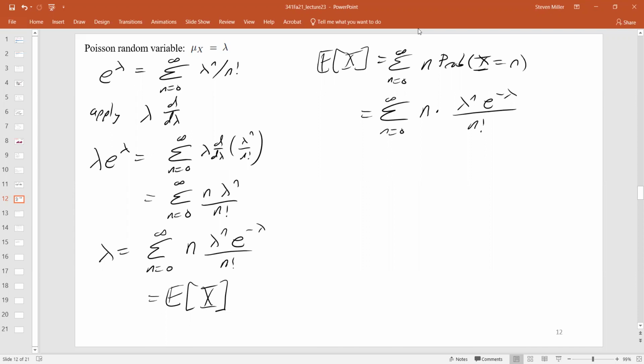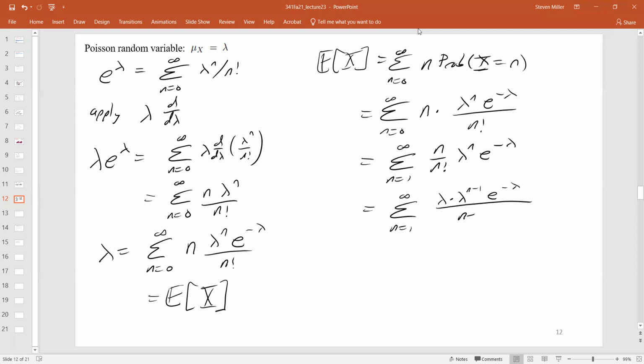When n equals 0, I just get 0, right? So I might as well start the sum at 1. So this is the same as the sum, n goes from 1 to infinity of n over n factorial lambda to the n e to the minus lambda. But what's n divided by n factorial? 1 over n minus 1 factorial. So this is the same as the sum, n goes from 1 to infinity of lambda times lambda to the n minus 1 over n minus 1 factorial. I'm just writing lambda to the n as lambda to the n minus 1 times lambda.